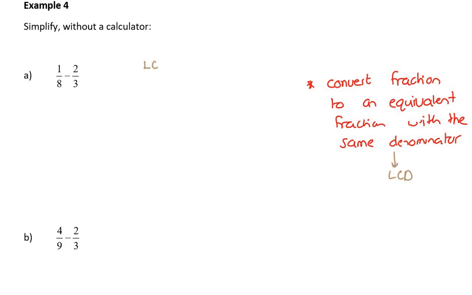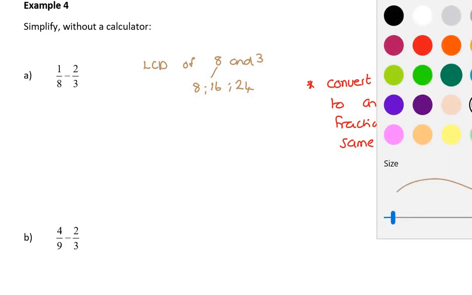And here we go. What is the LCD? What is the lowest common denominator of 8 and 3? Well, let me just check. 8 is 8 and then 16. 3 doesn't go into 16. And then 24. Now I know that 24 is going to work because 8 times 3 is 24.